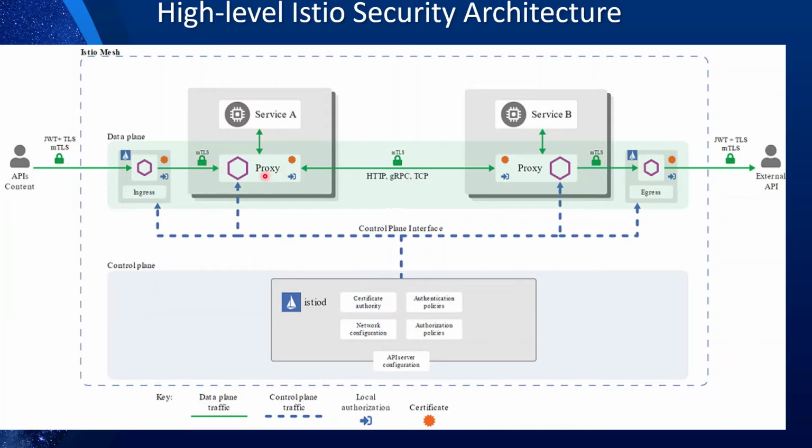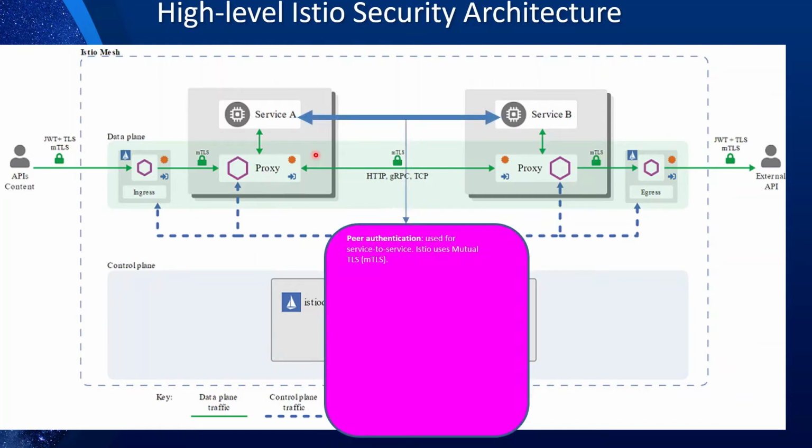And then service A wants to talk to service B. The first thing to realize is that they cannot directly talk to each other. They have to go through the proxies. Again, those proxies enforce our policies. So the authentication between these two, which actually happens between the proxies, is called PeerAuthentication. That is used service to service, and PeerAuthentication uses mTLS, or Mutual TLS, for authentication purposes.